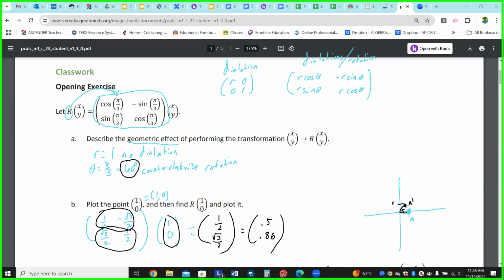But any questions there? So kind of the same process as what we did yesterday, but instead of stretching our point, now we're going to be rotating our point. Go ahead.